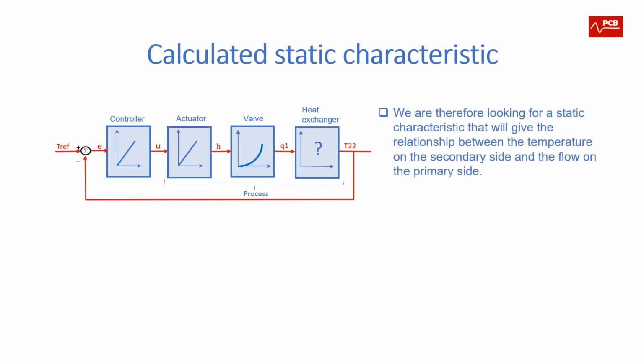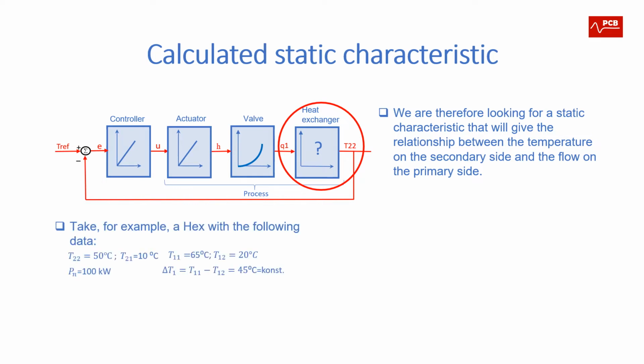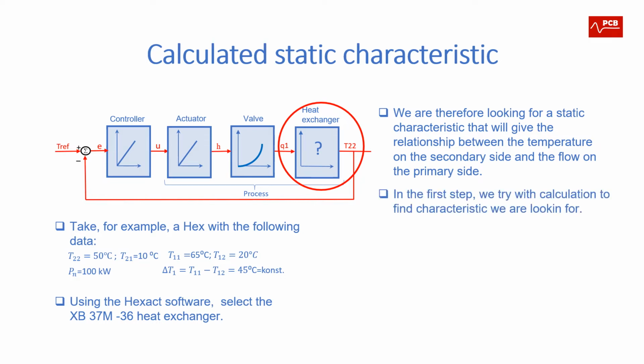So what we are looking for is the static characteristic that will give us a relationship between temperature and primary flow. Let us take and calculate a heat exchanger with the following data. Put this data in the software, Exact, which gives us a certain type of heat exchanger. But first of all, let us try with calculation to find the characteristic that we are looking for.